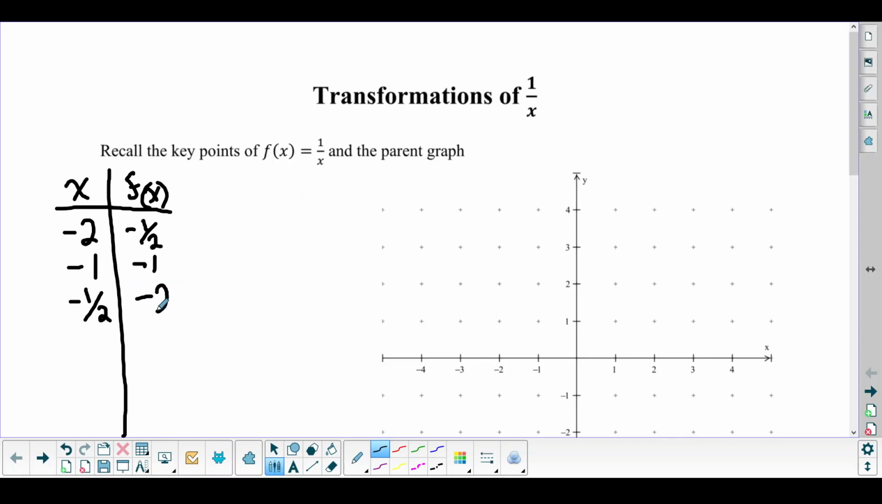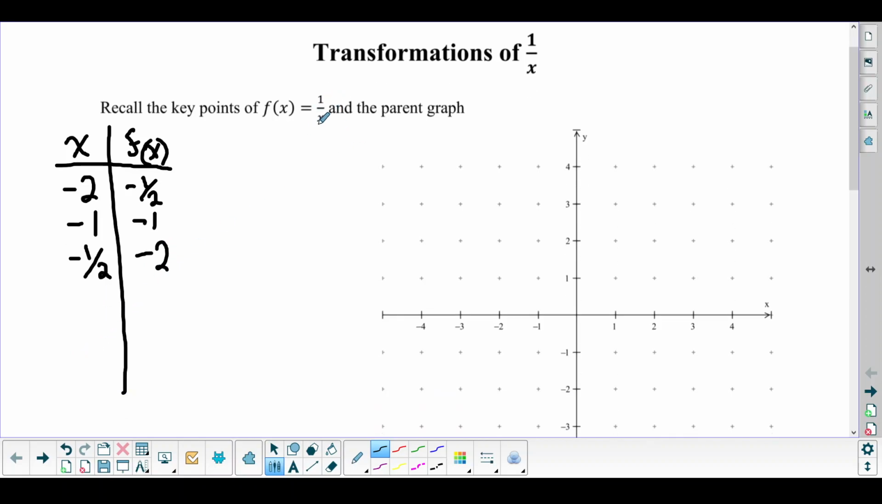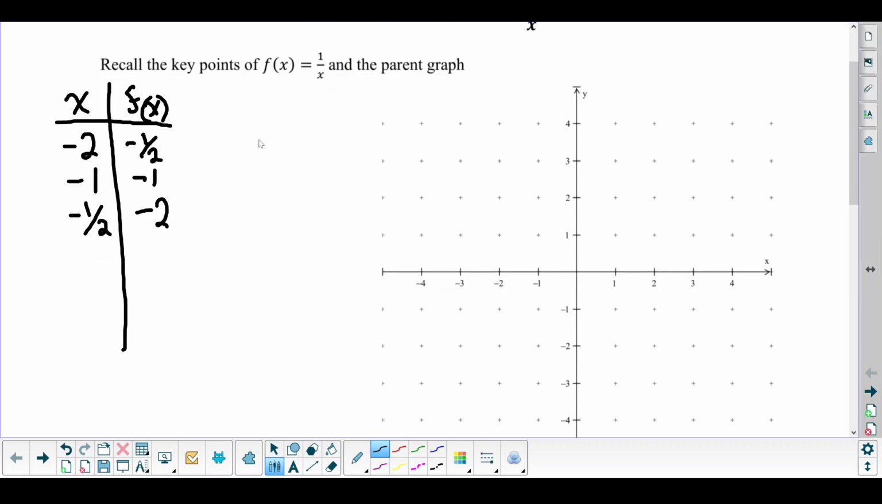Now, the next point you might want to try is 0, but what would happen if we put 0 in here? Well, we'd be dividing by 0, and as we talked about in our rationals unit, that's illegal. Can't divide by 0. So we're going to skip over that one. We're going to go to +1/2.